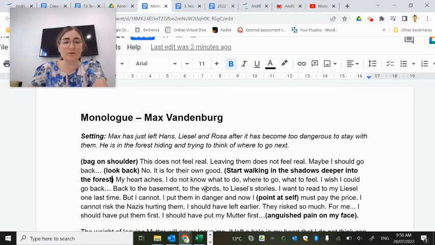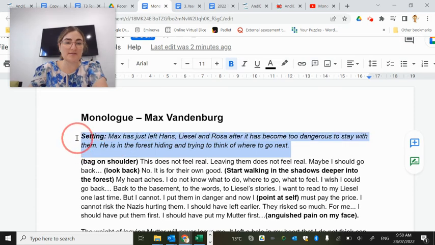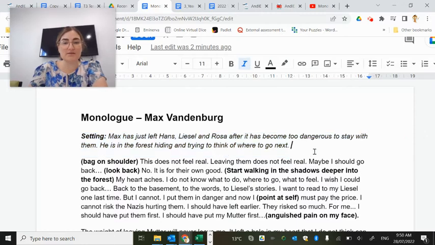Now, when we read through this, we can tell where it's set, but also the thoughts and feelings of the character at that point in time. So I've also written a little blurb up the top here of the setting just to give a little bit of context to the monologue. So this monologue is Max Vandenberg. He's just left Hans, Liesel, and Rosa after it's become too dangerous to stay with them. And he's in the forest hiding and trying to think of where to go next.